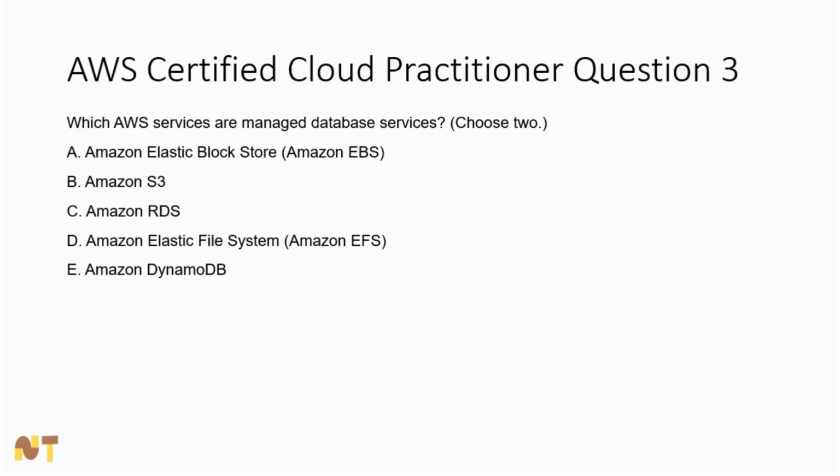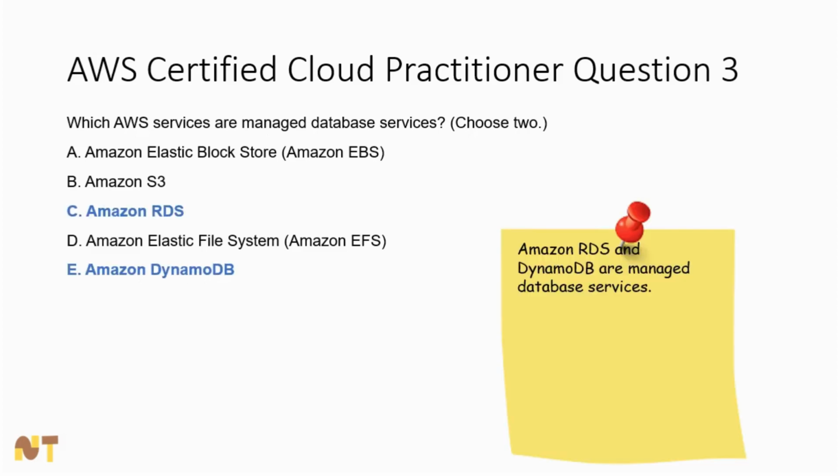Which AWS services are managed database services? Choose two. Amazon Elastic Block Store, Amazon S3, Amazon RDS, Amazon Elastic File System, and Amazon DynamoDB. The question is related to database services. So out of the five options, the correct answer is option C, Amazon RDS, and option E, DynamoDB. The rest of the options are related to storage services. So the correct answer is C and E. Coming to the next question.